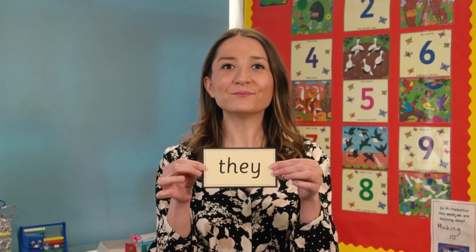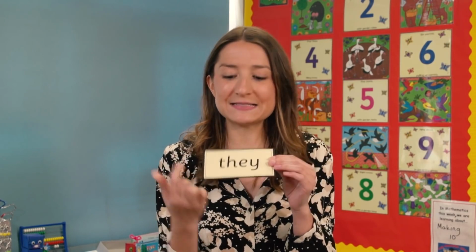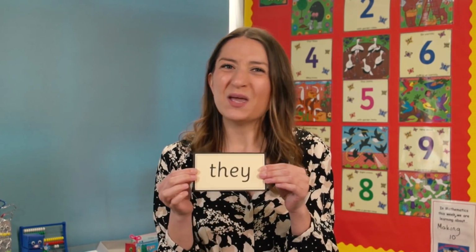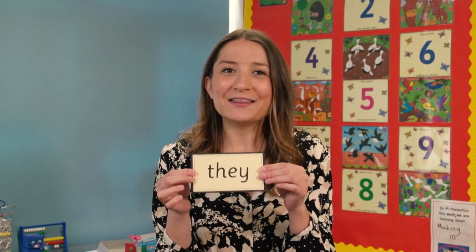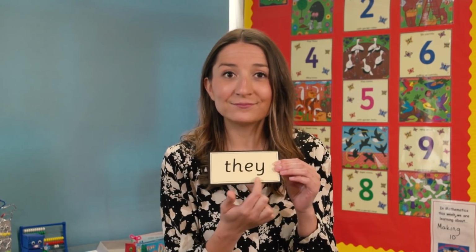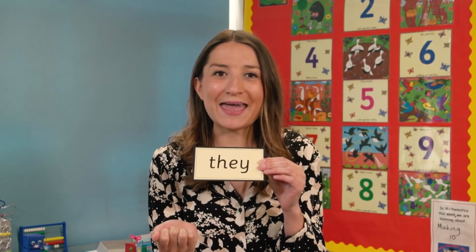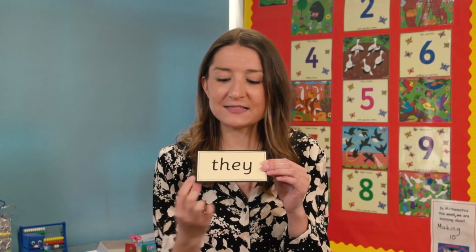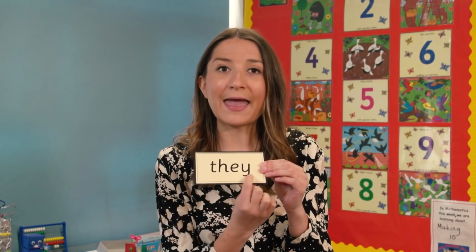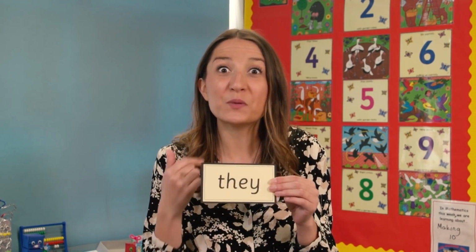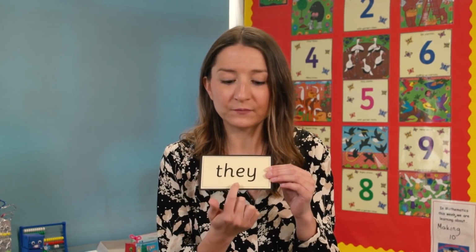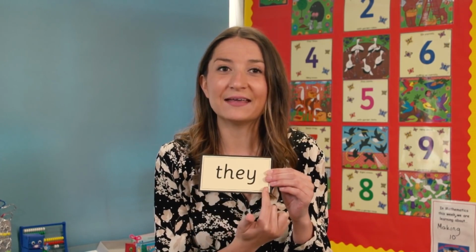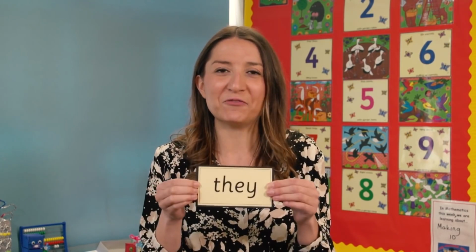Let's learn to read a tricky word. We are going to learn to read the word they. Well, the first bit is easy, but the second bit is tricky. The grapheme says A. When I read it, I say A. Now read the word with me. A, they. Amazing. Read it to yourself.